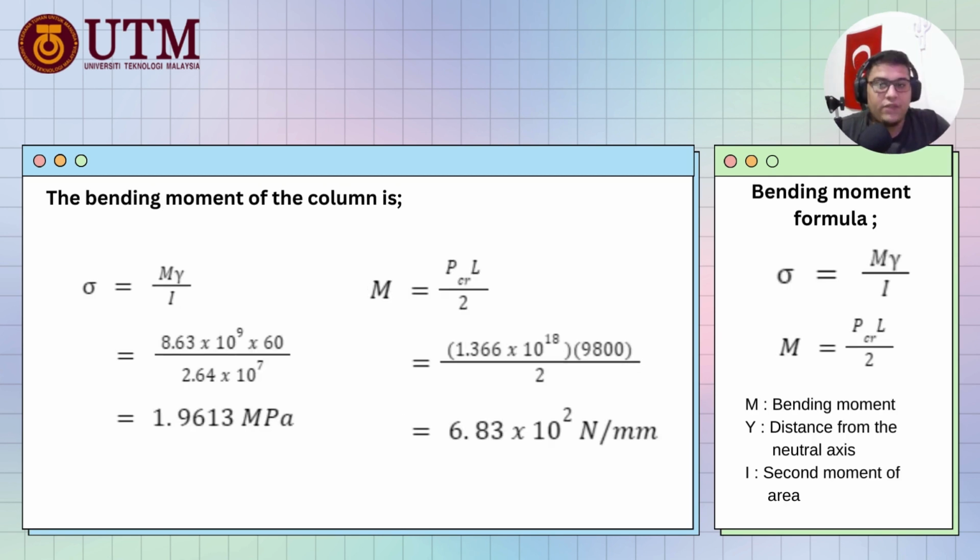After that, for the next step, we are going to calculate the bending moment of the column, with the reference formula on the right side. We are going to use two formulas, My divided by I and PcrL divided by 2, where M is the bending moment, y is the distance from the neutral axis, and I is the second moment of area, as we said again. After all that, the result will be 6.83 times 10 to the power 2 Newton per millimeter squared. The bending stress of the column has been calculated already.